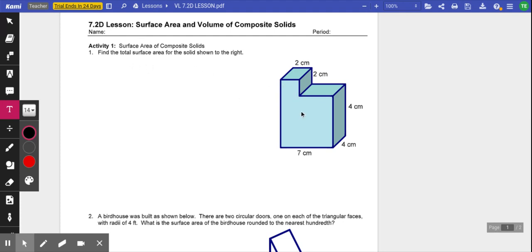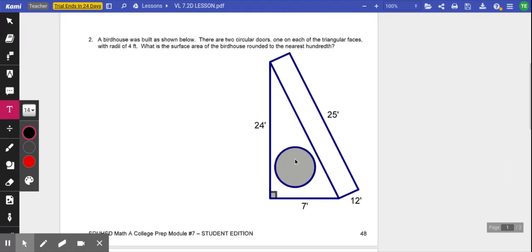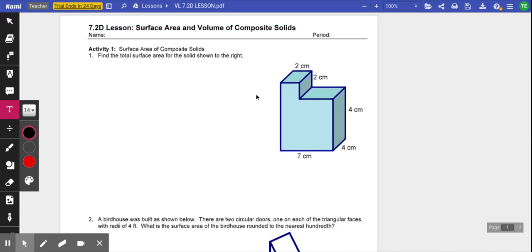So today we're doing our funky shapes, or shapes that have two parts in them. And we're going to find surface area and volume. So here, number one, find the total surface area for the solid shown to the right. So I have to think about surface area. I have to think about all the different sides that I have.